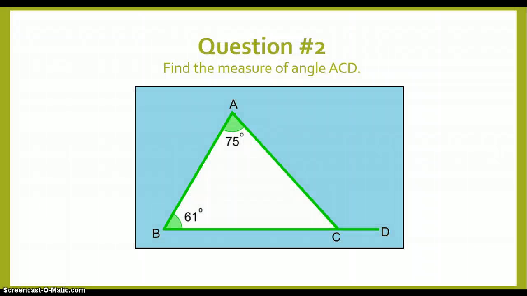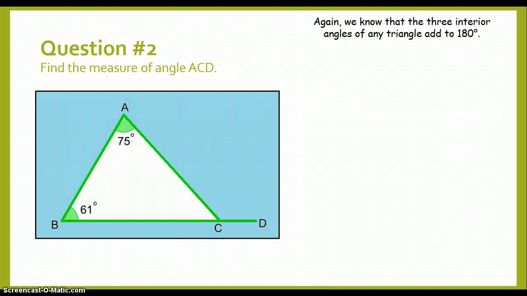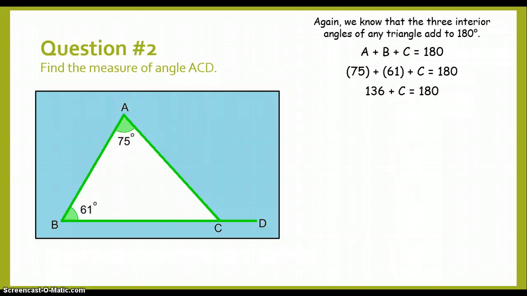Question 2 is a little harder. We're going to start out the same way. We know that the three interior angles of any triangle add to 180 degrees. So A plus B plus C equals 180. So we're going to go through the steps the same way again. Plug in 75 and 61 for angles A and B respectively. Simplify that equation. So we have 136 plus angle C equals 180 degrees.